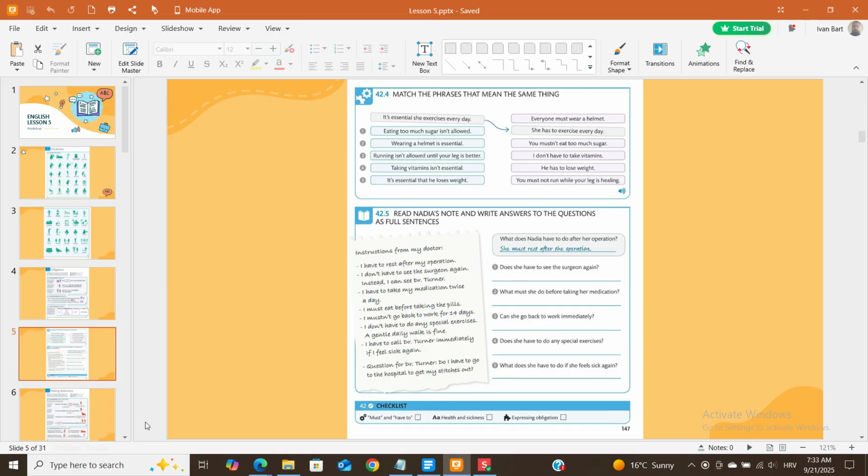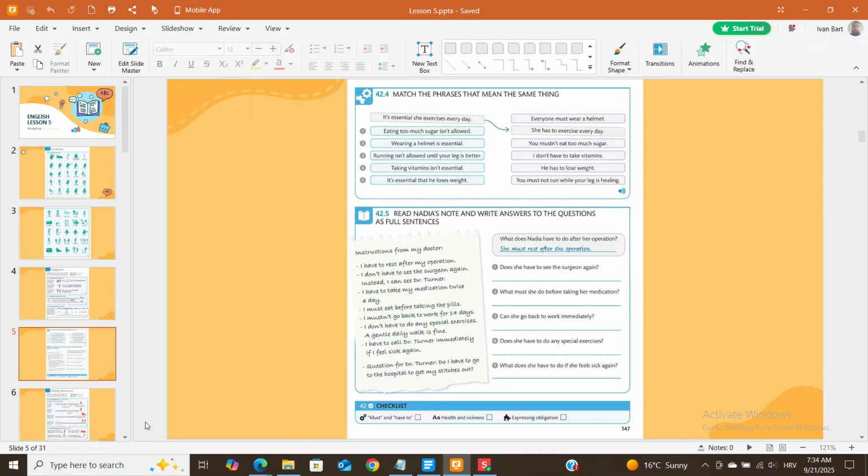42.5 Read Nadia's note and write answers to the questions as full sentences. Instructions from my doctor. I have to rest after my operation. I don't have to see the surgeon again. Instead, I can see Dr. Turner. I have to take my medication twice a day. I must eat before taking the pills. I mustn't go back to work for 14 days. I don't have to do any special exercises. A gentle daily walk is fine. I have to call Dr. Turner immediately if I feel sick again.